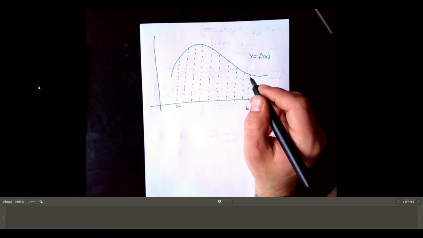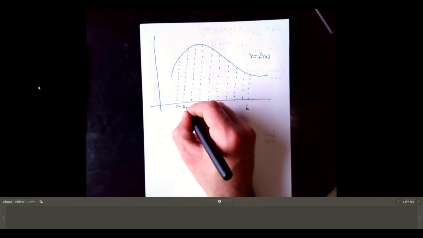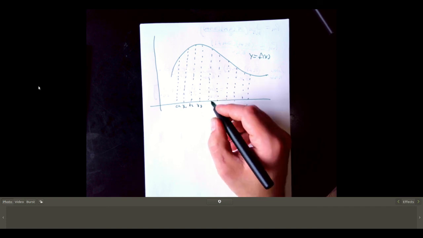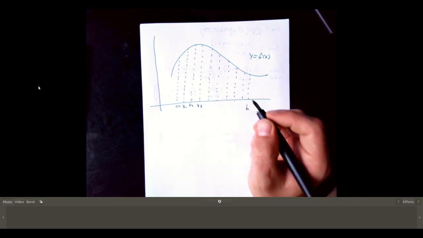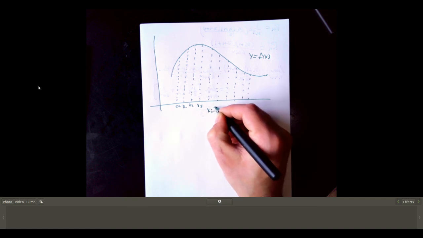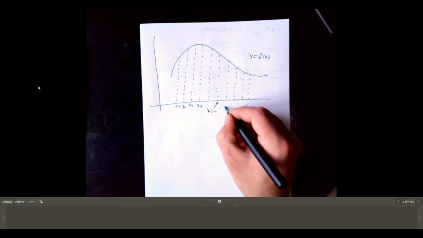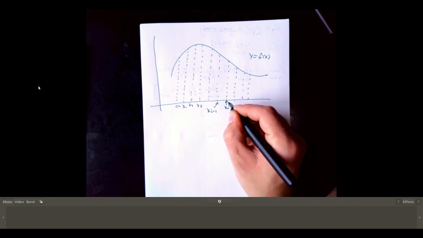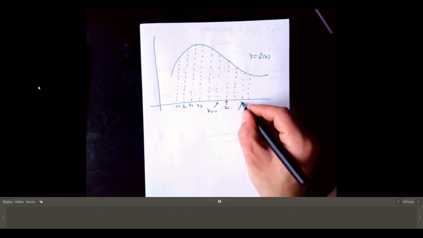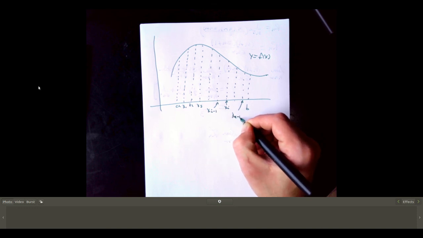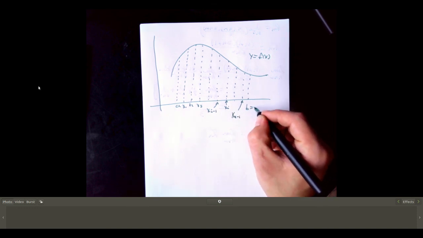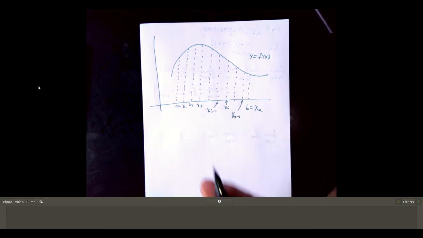And so for now, I'm going to call this value x1, x2, x3. If we skip over some, I can call this value x sub i minus 1. And I can call this one x sub i. This would be x sub i plus 1. We call this one x sub n minus 1. And we call this endpoint b. You could also call b x sub n.